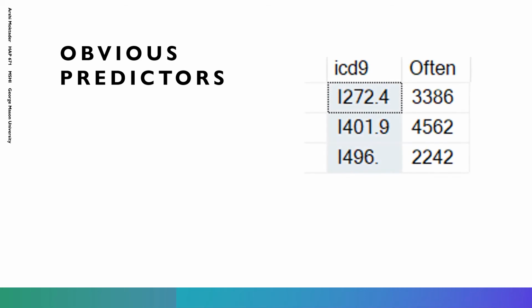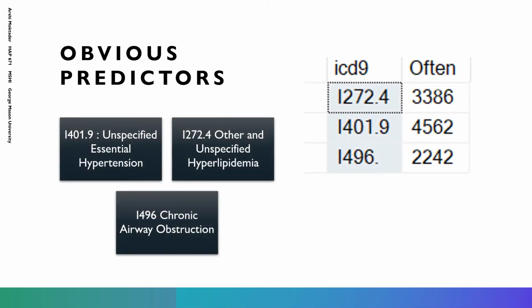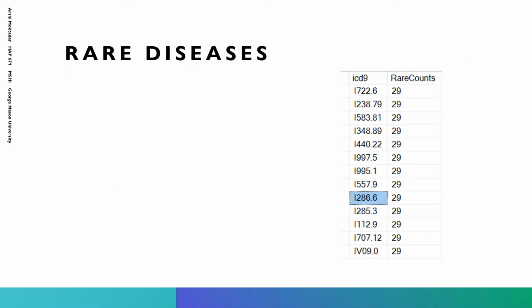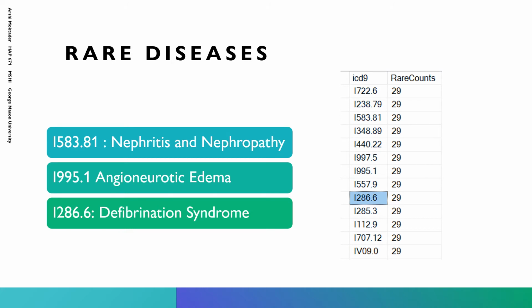Some of the most obvious predictors, or rather the most often occurring predictors in ICD-9 diagnoses, were as specified here. We had unspecified essential hypertension, other and unspecified hyperlipidemia, and chronic airway obstruction appearing the most often. Within our data set, the most rarely occurring diseases with at least 29 observations were as follows: nephritis and nephropathy, angioneurotic edema, and defibrillation syndrome. And these are just 3 out of the many shown here.